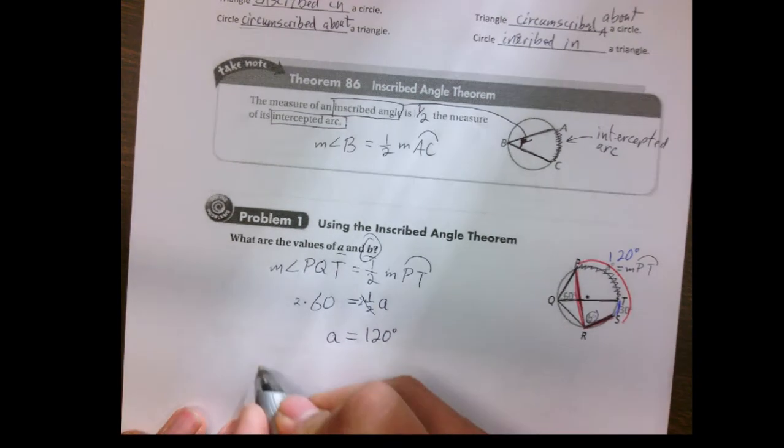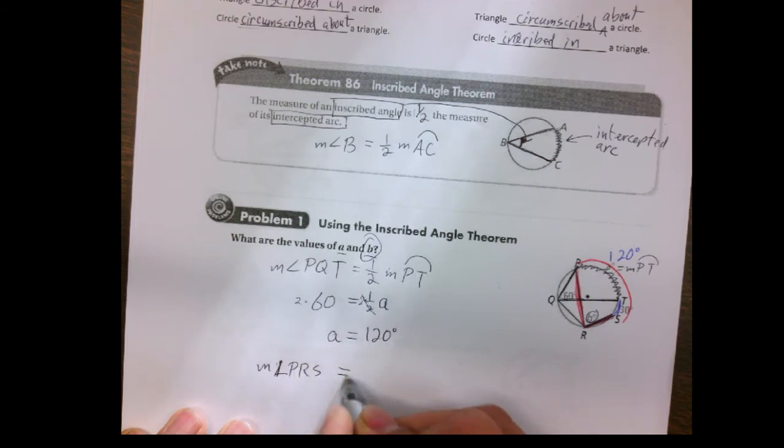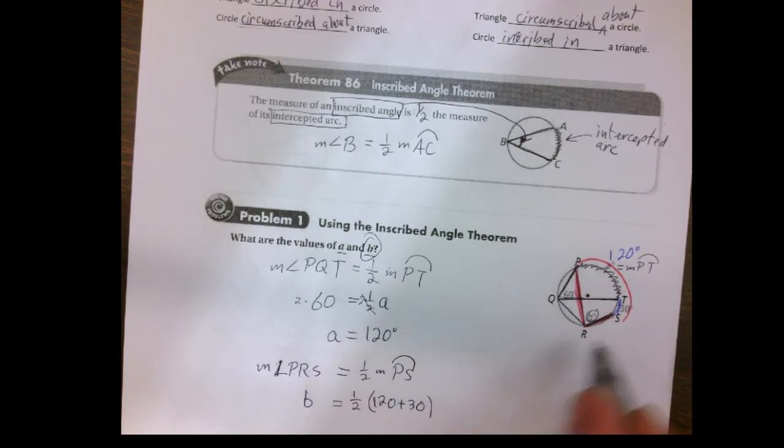So let's think about that some. Measure of angle PRS is going to be equal to 1/2 the measure of arc PS, right? And arc PS is made up of 120 plus 30, those two arcs right there. And so what's 1/2 of that? 120 plus 30 is 150. Half of 150 is 75.